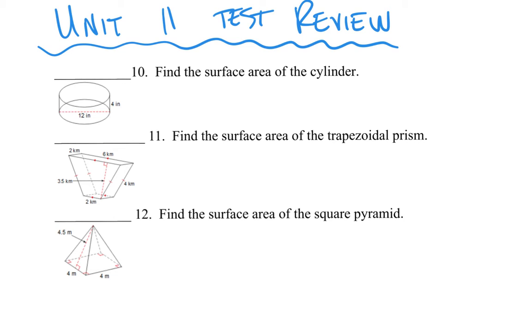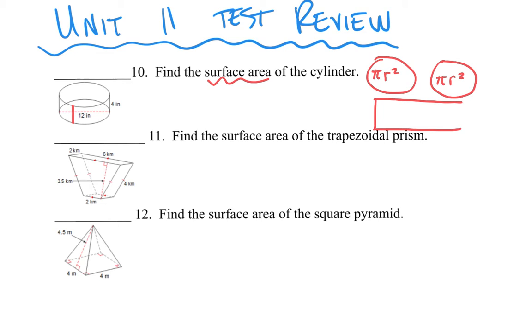First question says, find the surface area. So the surface area means what would cover this cylinder. So this cylinder has two circle bases. Both can be found by doing pi r squared. And then also if we cut the lateral section of that cylinder and then unrolled it, it would make a big rectangle. So just imagine slicing that cylinder and unrolling it. It would make a rectangle.